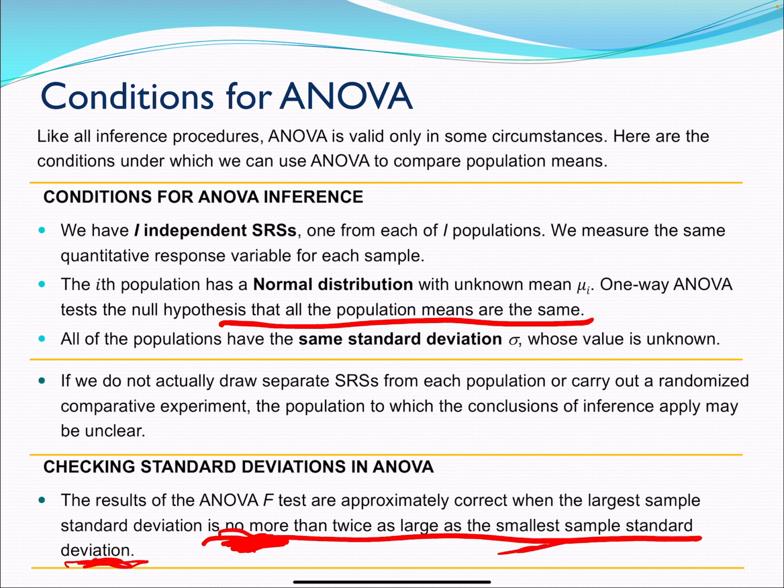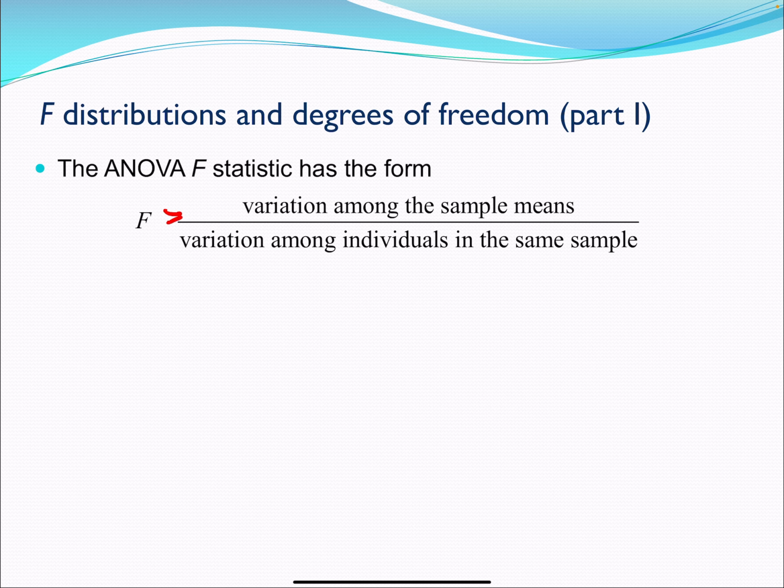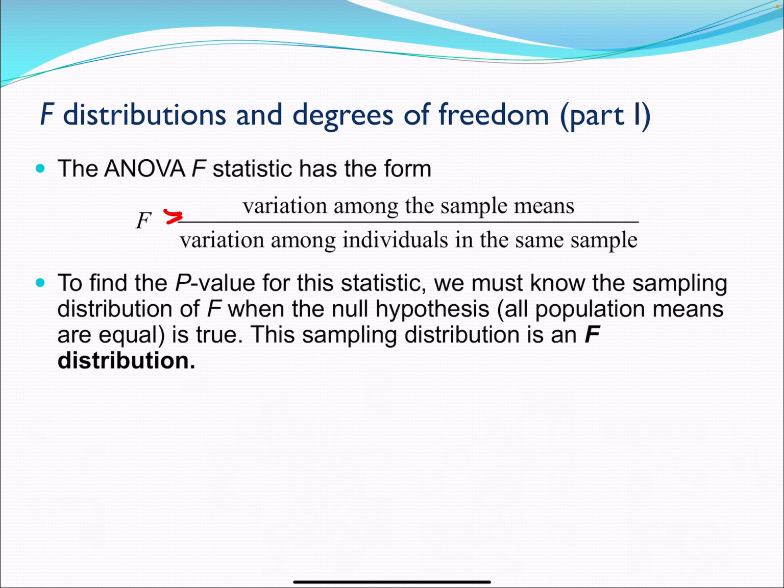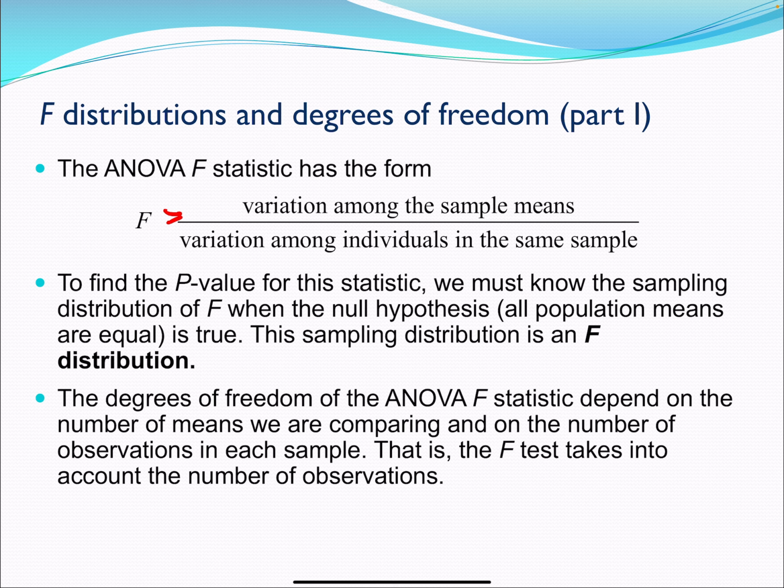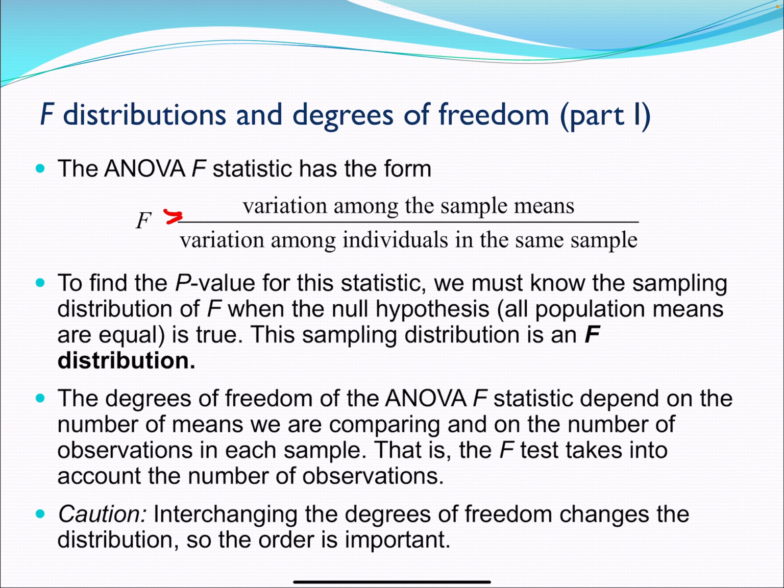So I told you our ANOVA test has this form. To find the p-value for this statistic, we must know the sampling distribution of F when all the means are equal, so our null hypothesis is true. And the distribution of this is an F distribution. The degrees of freedom for an ANOVA test depend on the number of means we're comparing and on the number of observations in the sample. So the F test takes into account the number of observations. Careful, changing the degrees of freedom changes the distribution, so the order is important.